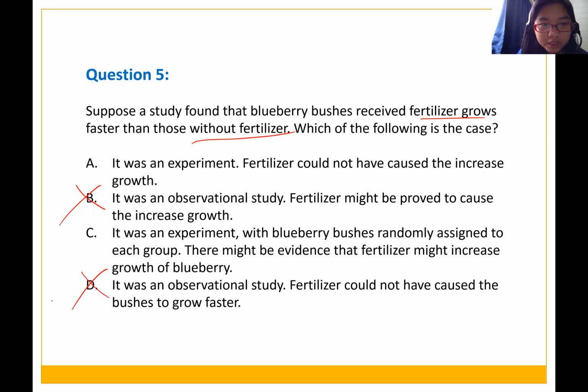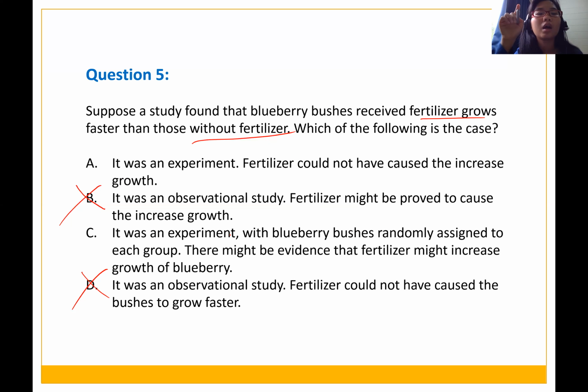Now look at A and C. A, fertilizer could not have caused increased growth. Might be right, could be there. It was an experiment with blueberry bushes randomly assigned to each group. There might be evidence that fertilizer might increase growth of blueberry.